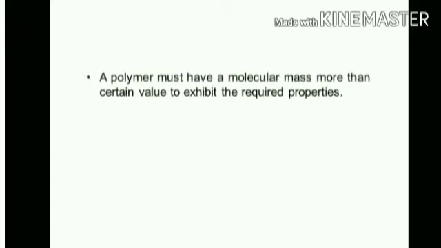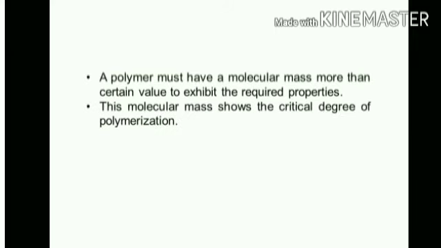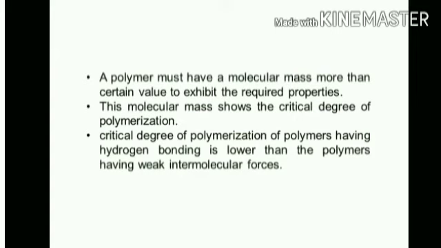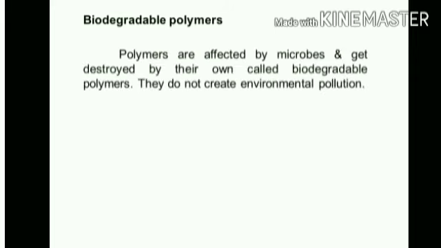A polymer must have a molecular mass more than a certain value to exhibit the required properties. This molecular mass shows the critical degree of polymerization. Critical degree of polymerization of polymers having hydrogen bonding is lower than that of polymers having weak intermolecular forces. Next, biodegradable polymers. Polymers that are affected by microbes and get destroyed on their own are called biodegradable polymers.